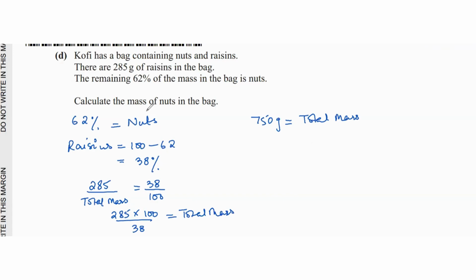So now to find the mass of nuts, we'll do 62 over 100 times 750. Or you could do 750 minus 285. Both ways you'll get the same answer. So that's going to be 465 grams. That is the mass of nuts.